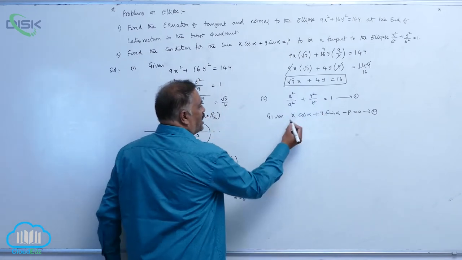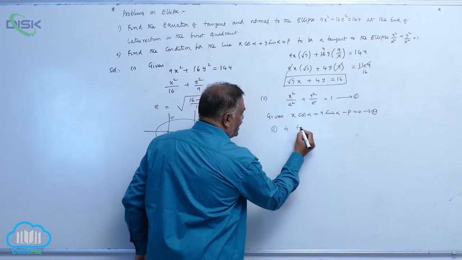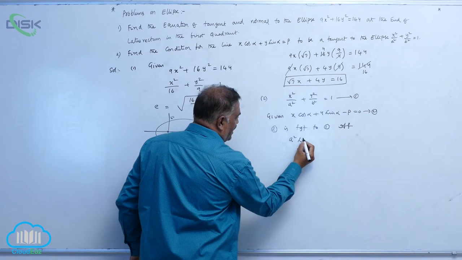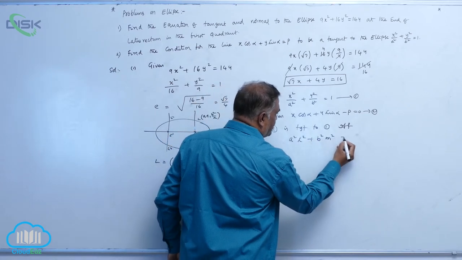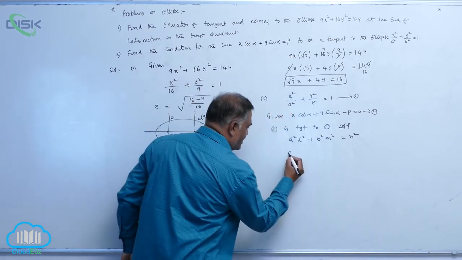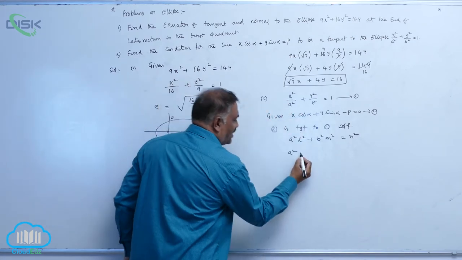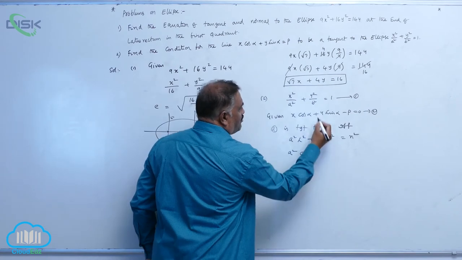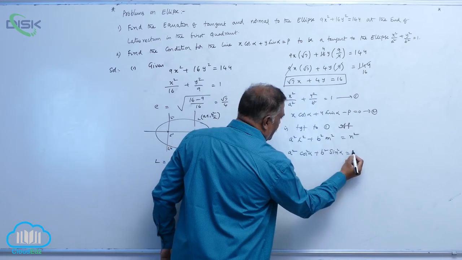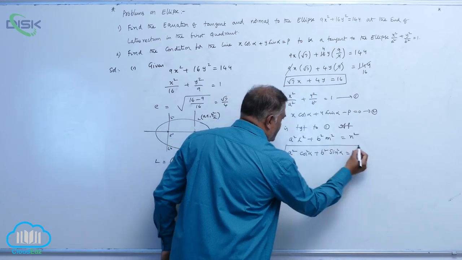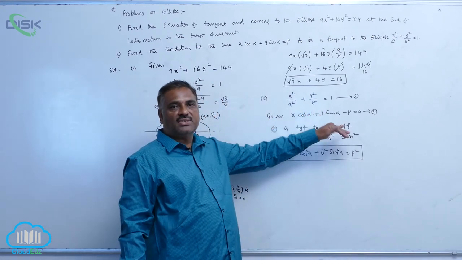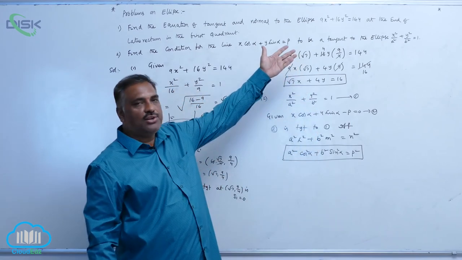Now, 2 is tangent to 1 if and only if a²l² + b²m² = n². Now, in place of a², no change as it is. In place of l², you are having cos²α, b² as it is, m² means sin²α is equal to p². So, this is the ideal condition for the line x cos α + y sin α = p to be a tangent to the ellipse.